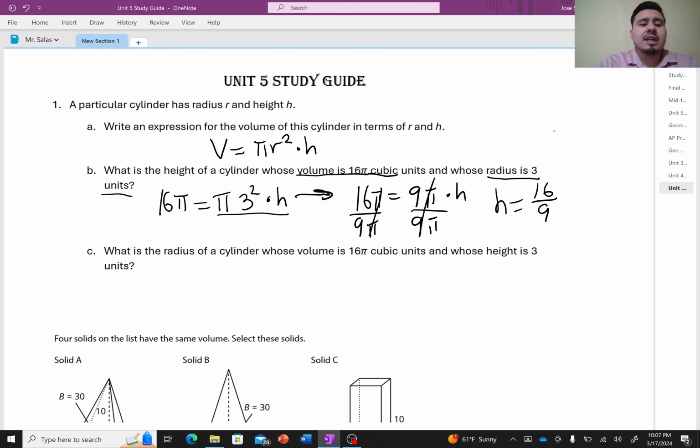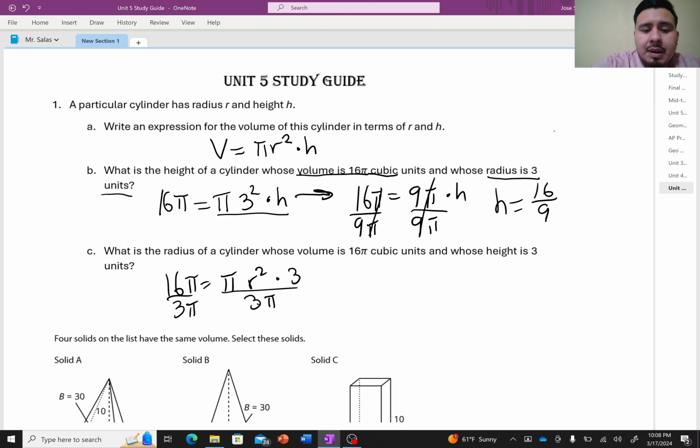All right, part C. What is the radius of a cylinder whose volume is 16 cubic units and whose height is 3 units? So, V is equal to 16 pi, because that's our volume, is equal to pi times r squared times the height, which is 3. Okay? I'm going to divide by 3 pi on both sides.